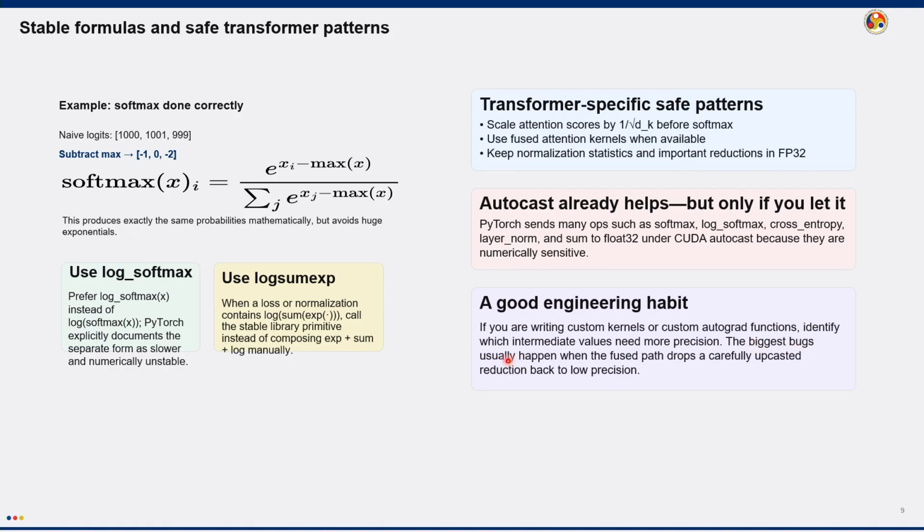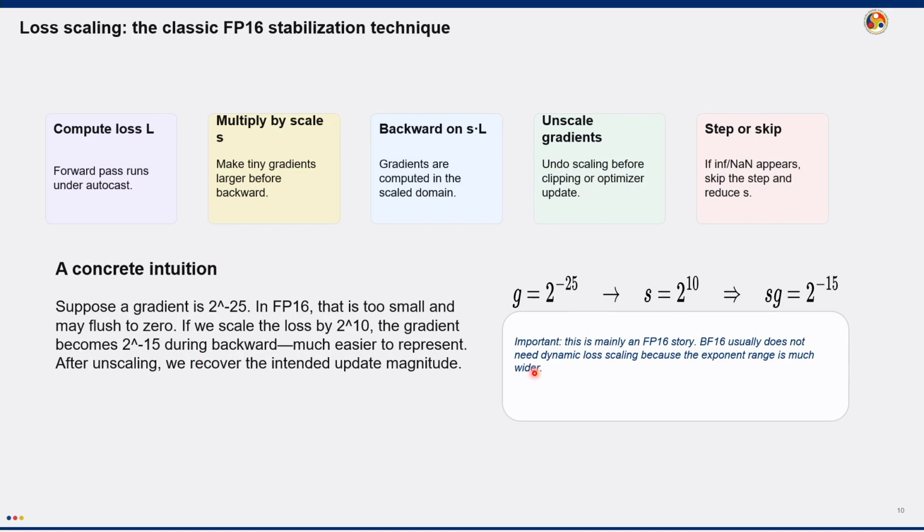The biggest bugs that you will usually get into is when you are using fused paths, which will drop the reduction into the low precision automatically, and that will get into problems. So, here is one such loss scaling methodology usually we use when we compute or train in FP16, because earlier GPU machines which are earlier than the Ampere series, they support only FP16.